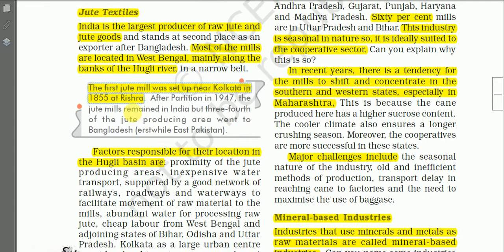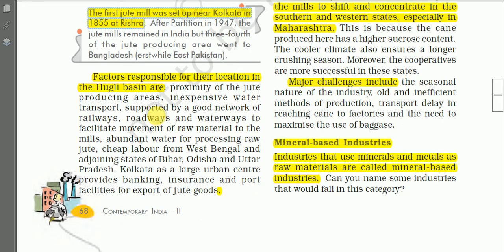Before we start the reasons for concentration of the jute industry in India, here we have a very important piece of information. The first jute mill was set up near Kolkata in 1855 at Rishra. This is very important information. The first jute mill was set up near Kolkata in 1855 at Rishra.